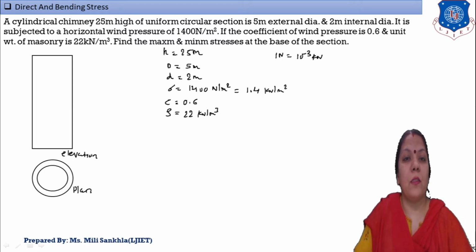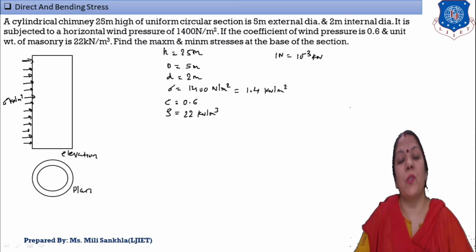Here this is the elevation of the chimney and the chimney is subjected to wind pressure. It acts like a UDL on the front surface of our chimney. This is our load and this is the wind pressure sigma kilonewton per meter square.